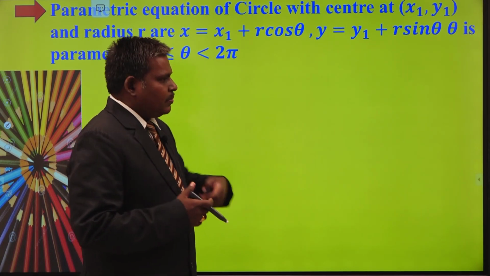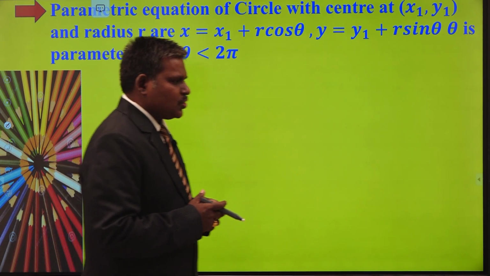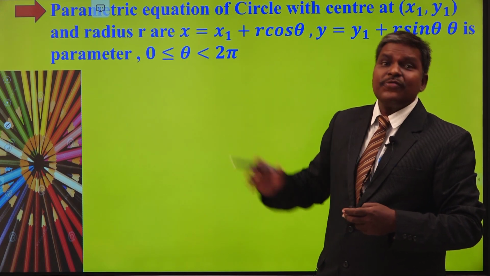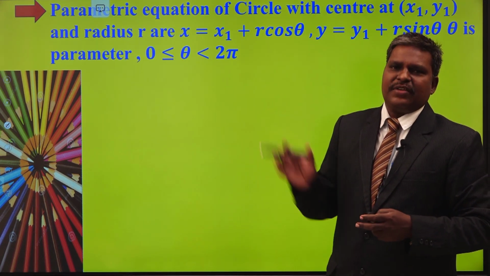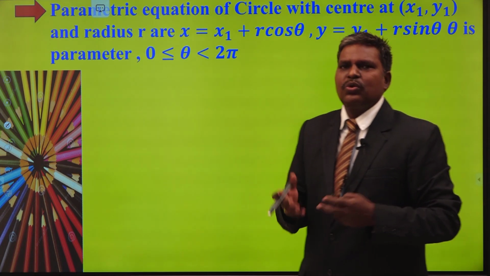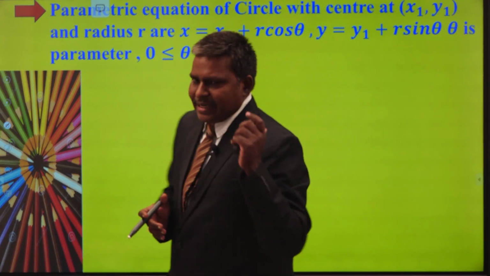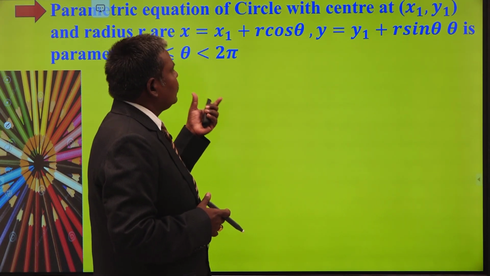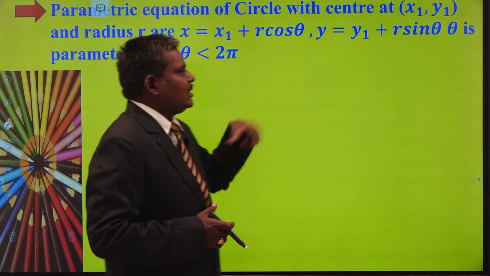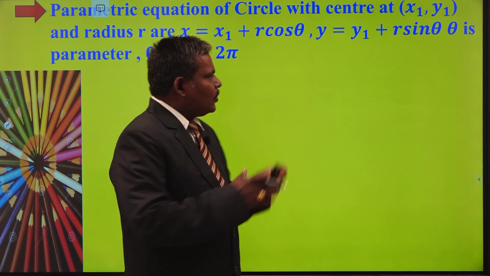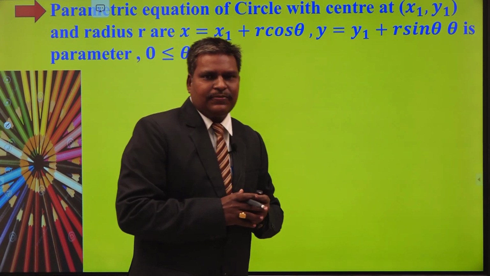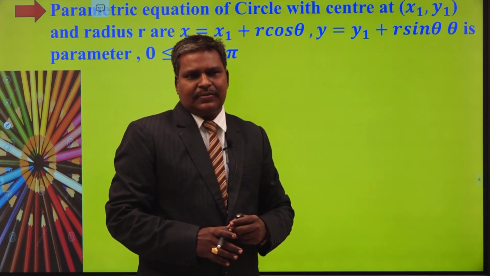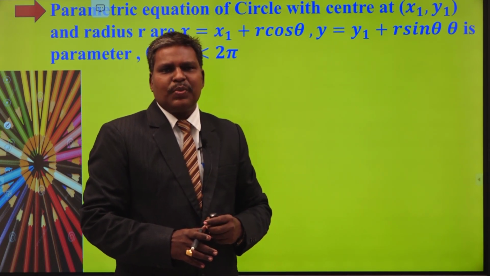You have the main form, x square plus y square plus 2gx plus 2fy plus c equal to 0. But why do we need another form of the equation of circle, the parametric form? What is the importance? It will solve the problems which are not solved by the direct equation itself. Once you have the parametric equations of a curve, you can easily identify some point on the curve itself.